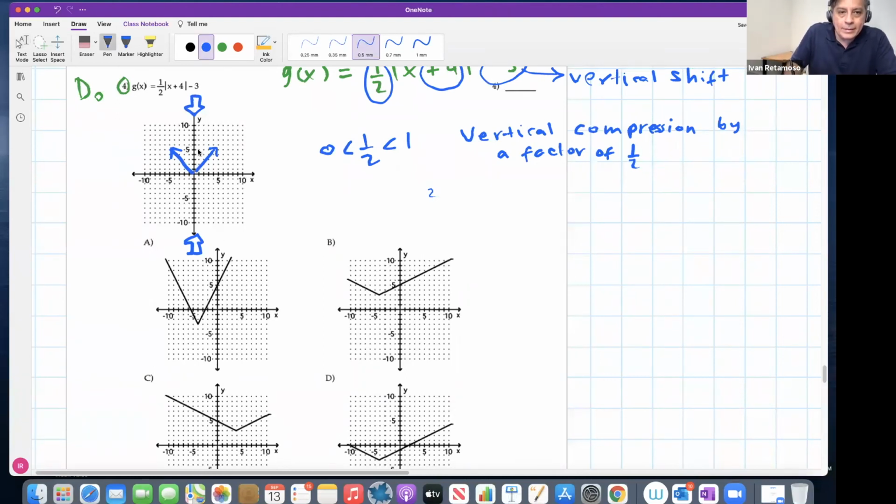This vertical compression will turn this V shape into this, right? +4 means you move this to the left 4 units, right? So somewhere there, here. 4 units to the left. -3 means 3 units down, right? So finally, this graph will appear 3 units down here, 1, 2, 3, somewhere there, right? And that is a perfect match with this. Excellent, guys.